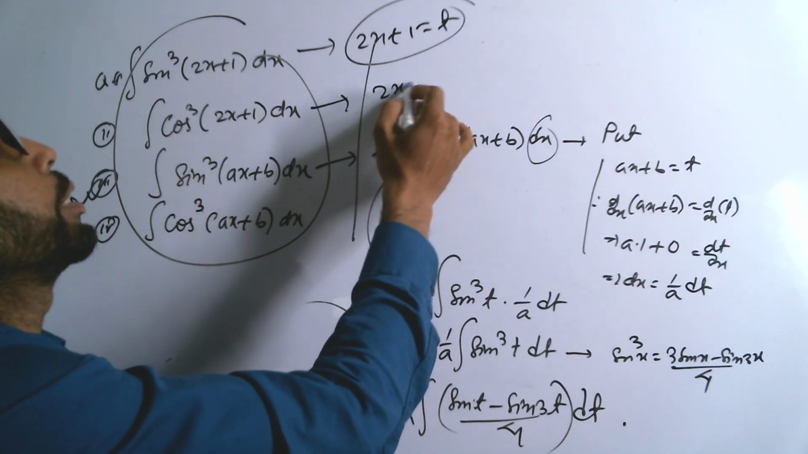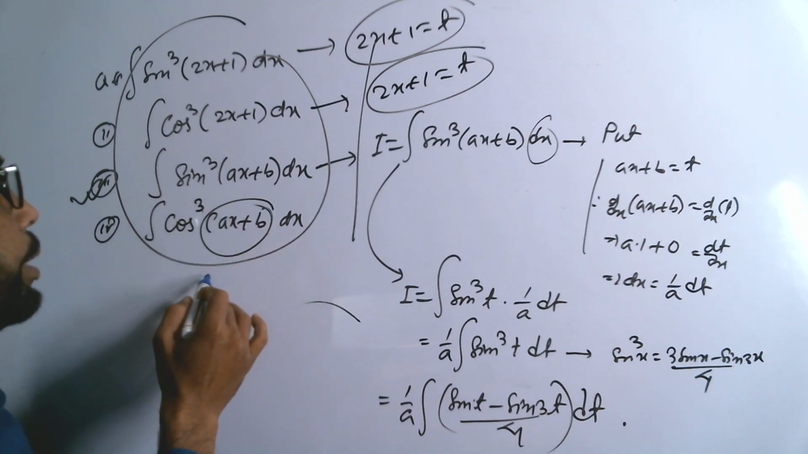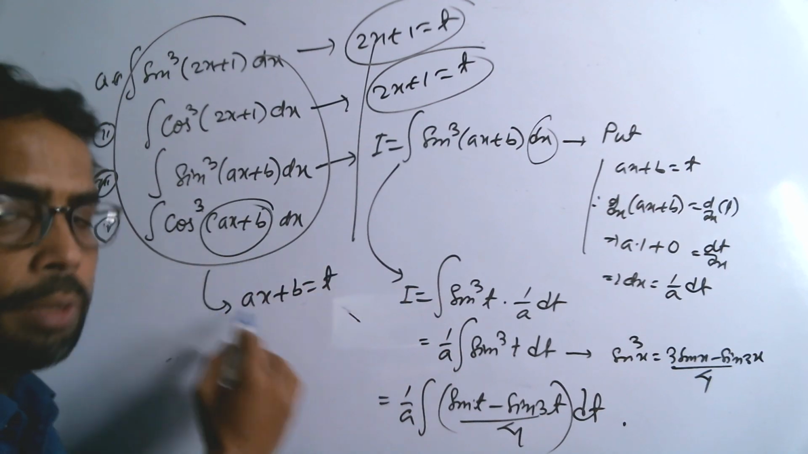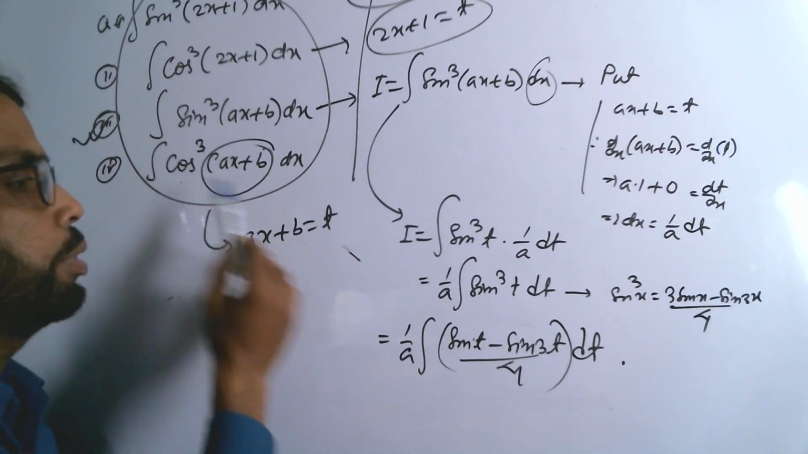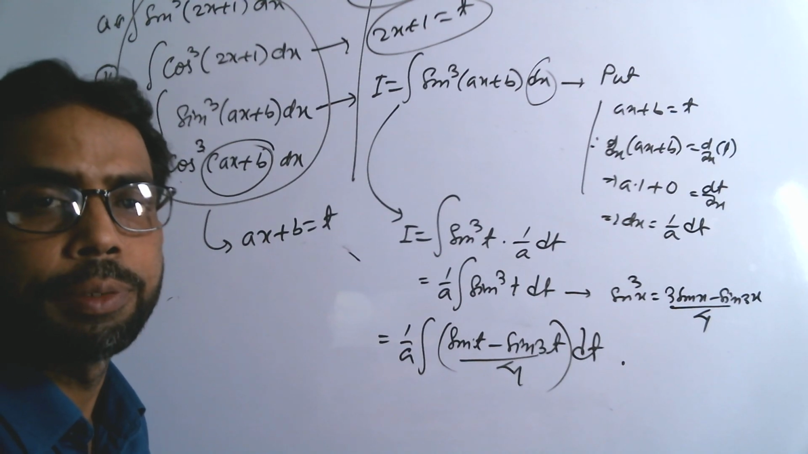Here you will put 2x plus 1 equal to t. This one we have done, and for this again the same process: you will put ax plus b equal to t. Initially you will do substitution, then the question will be under, this is cos, so it will be under the cos cube identity. We can easily integrate it.